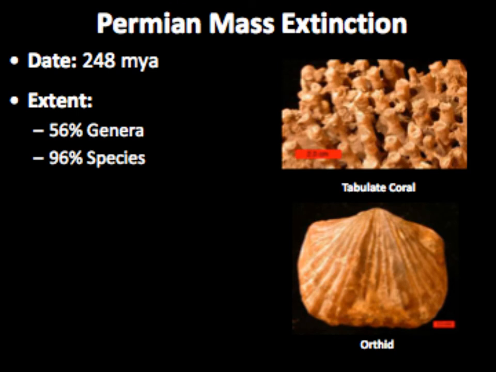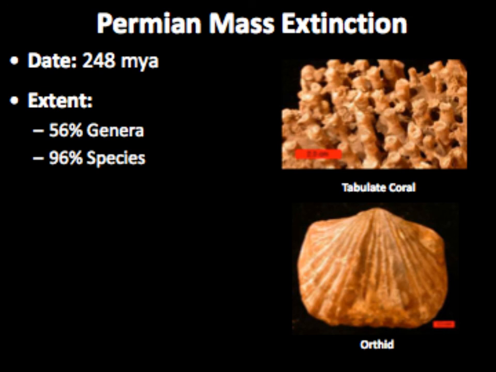Okay, folks, get ready. If you're still awake, it's time for the Permian mass extinction, which is the big whopper, the cat's meow, the bee's knees of all mass extinctions. 248 million years ago, look at this.